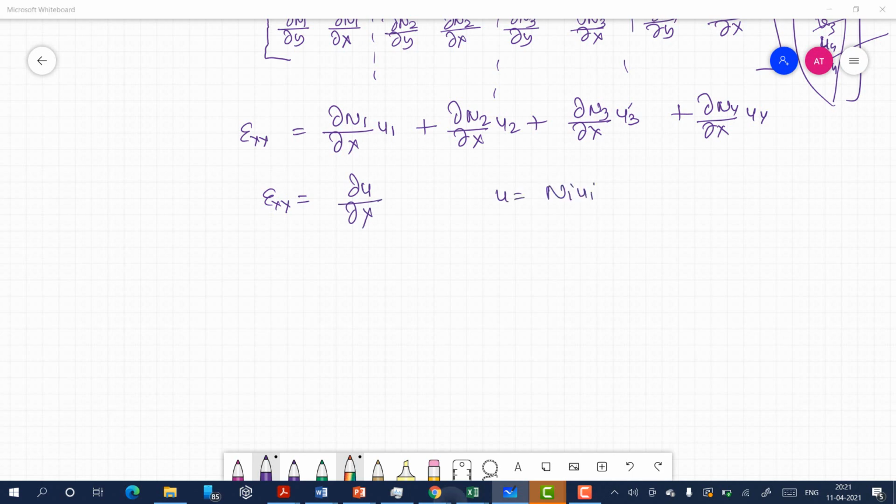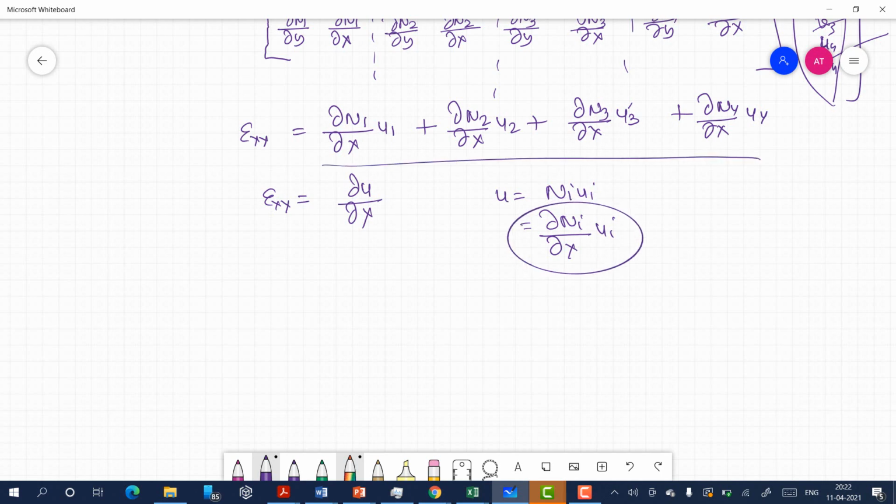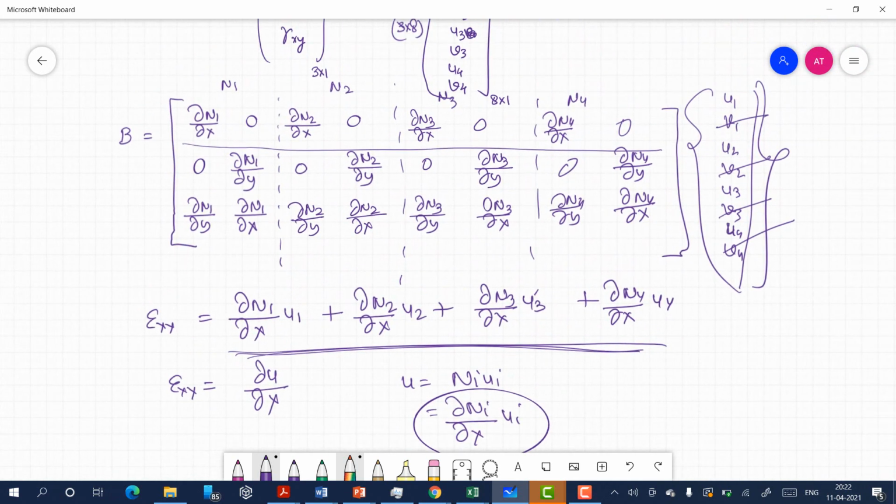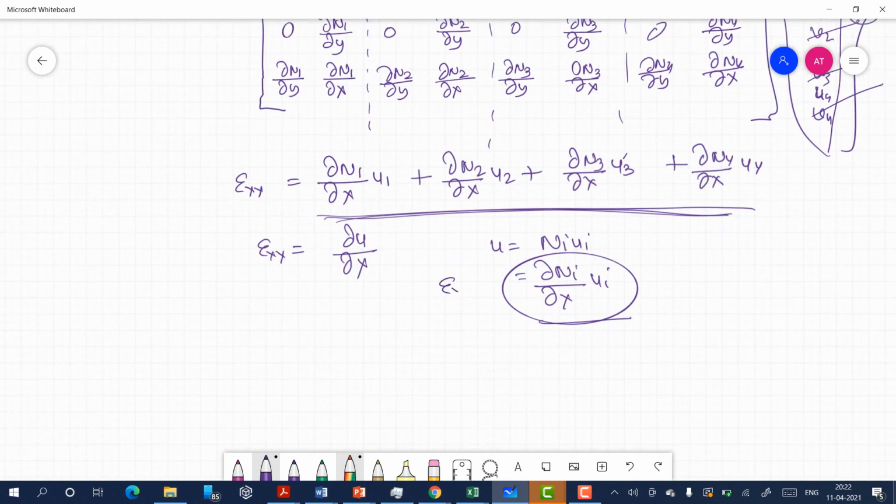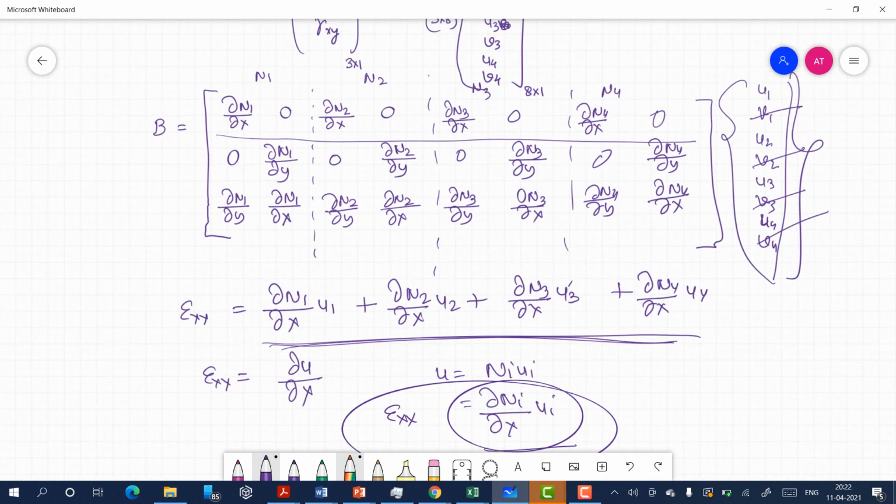So del u by del x is simply this, but u is N i u i. So how do we find del u by del x? We find it by doing this, and this is what we have simply written. I have expanded this and you get this, by writing this matrix. It looks bigger, but it is actually simply this equation. That's it.